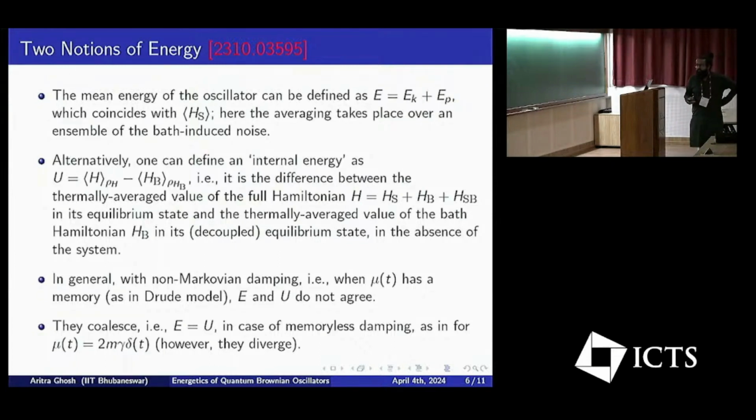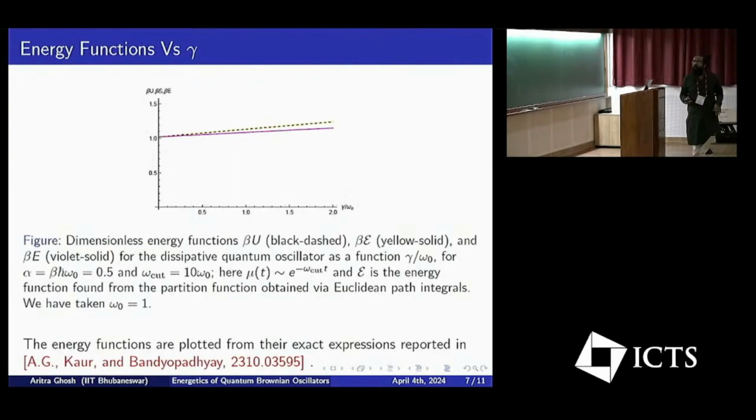what you get, you call the internal energy. And in general, the U that you get here differs from the E, especially when you have non-Markovian damping, as in the case of the Drude model. However, in case of ohmic dissipation, where the friction kernel is a delta function, they become equal, but they diverge because the kinetic energy blows up.